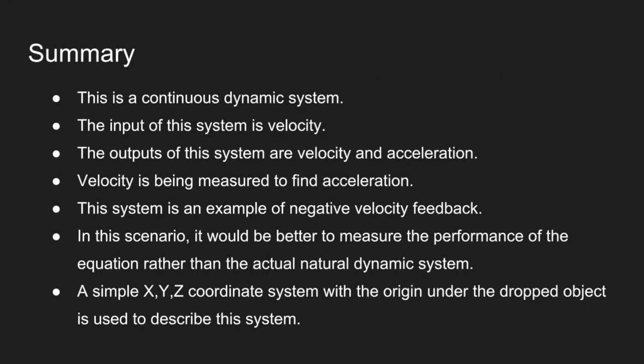In summary, the system is a natural continuous feedback dynamic system. The input of the system is velocity at time t, while the output of the system is both acceleration at time t and velocity at time t plus dt. Velocity is the element being directly measured in order to compute acceleration and the new velocity. The system has a negative velocity feedback. The coordinate system, like stated before, is a simple xyz coordinate system with the origin under the dropped object.